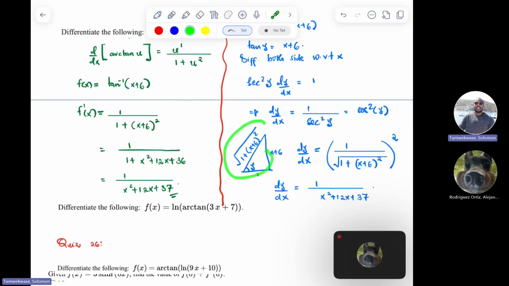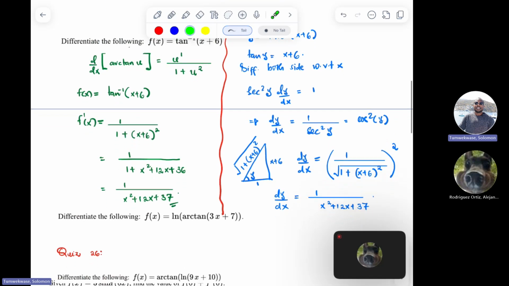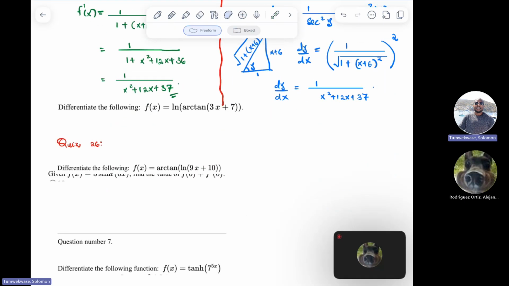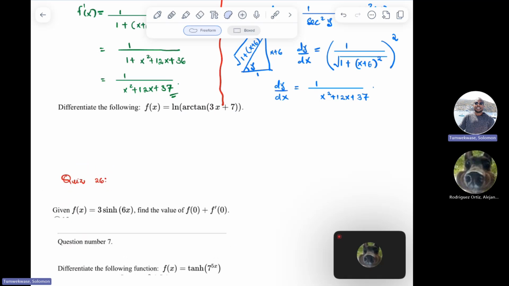use your triangle that you have from the expression, from whichever expression you will have, and make sure that your answer is back to x. That is the whole reason we use a triangle, because this answer is in y, but we need our answer in x. So that's why I use a triangle to make sure that everything is back to x.